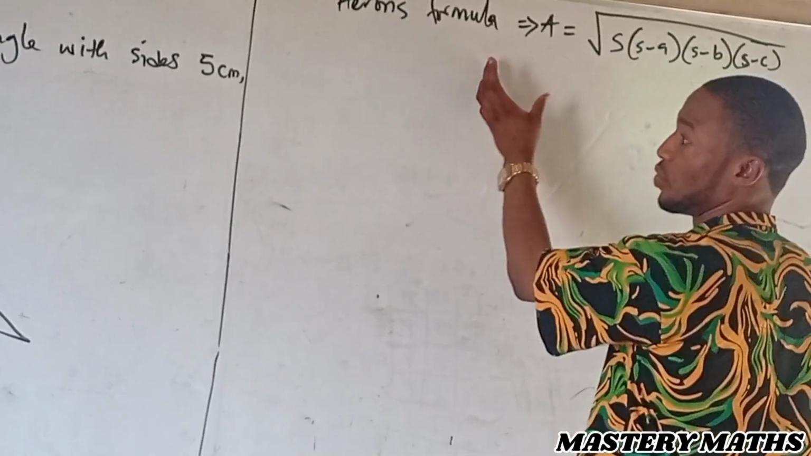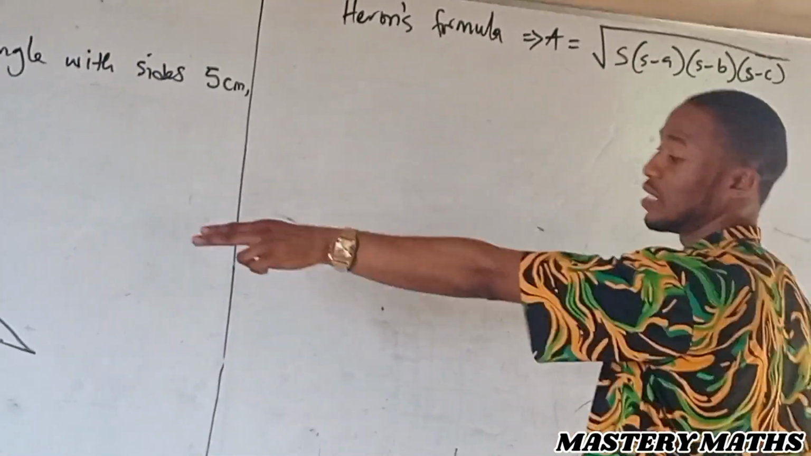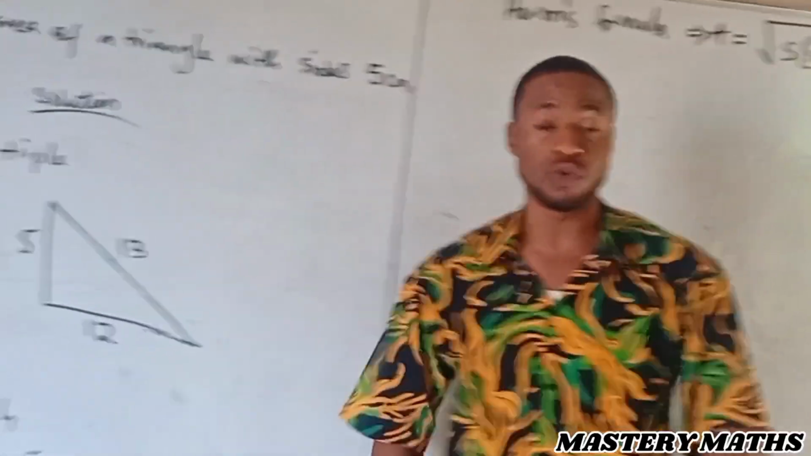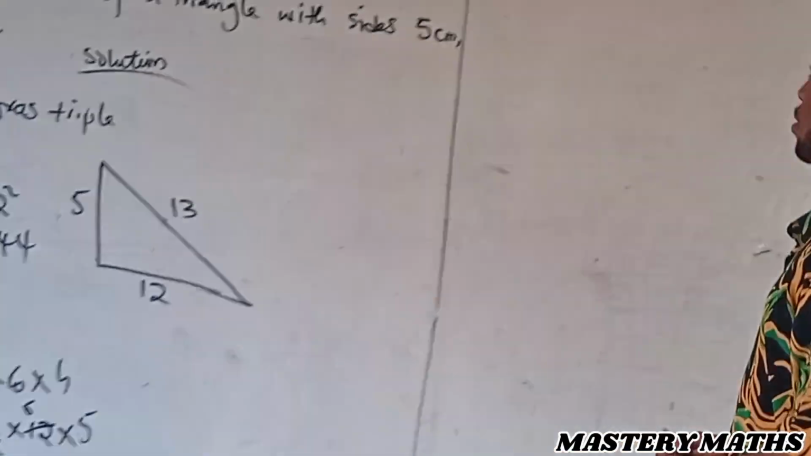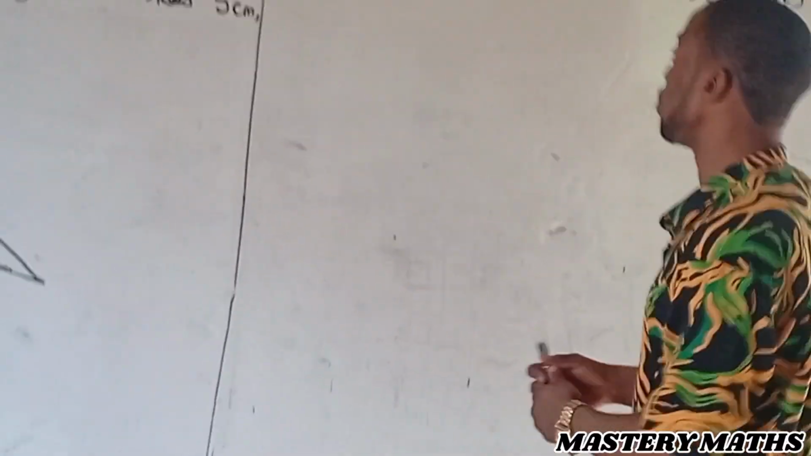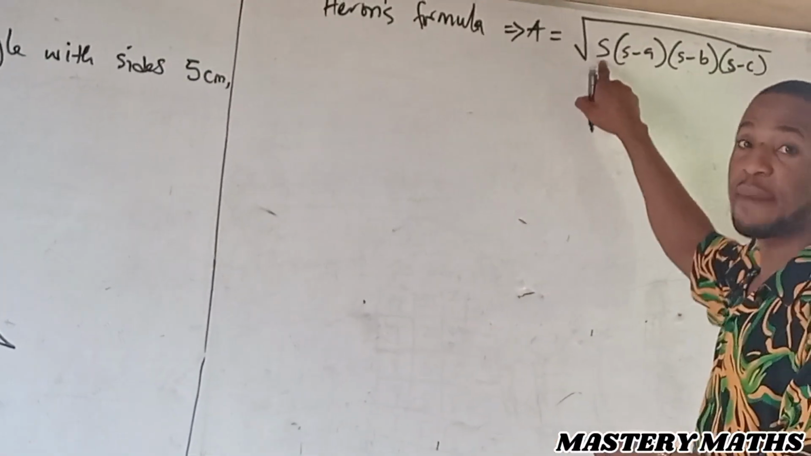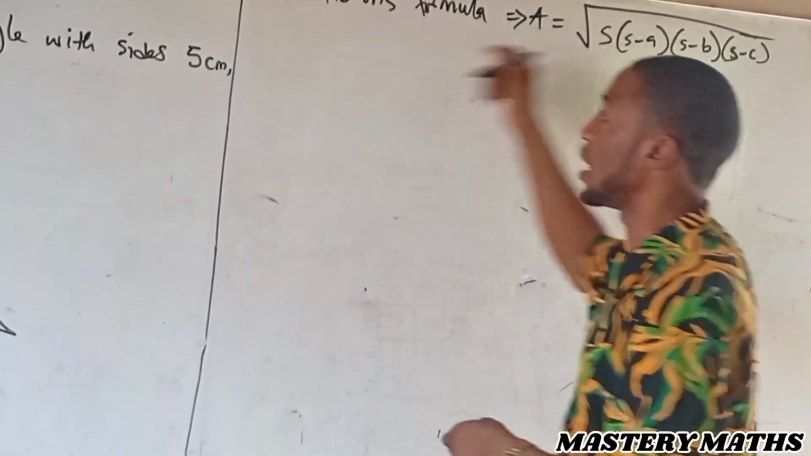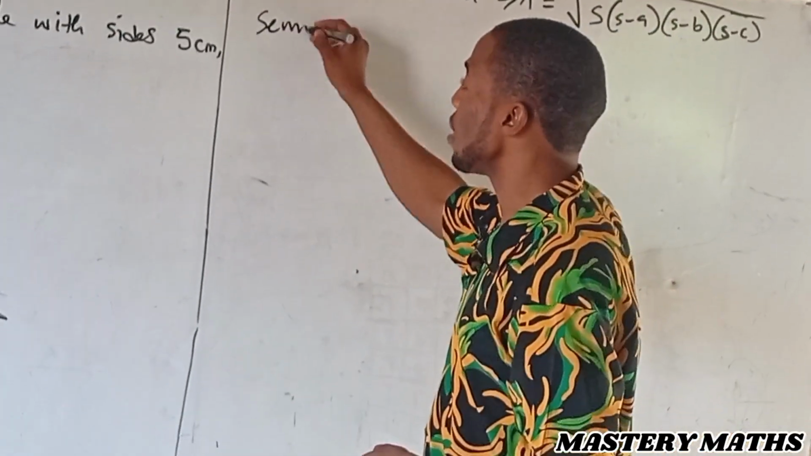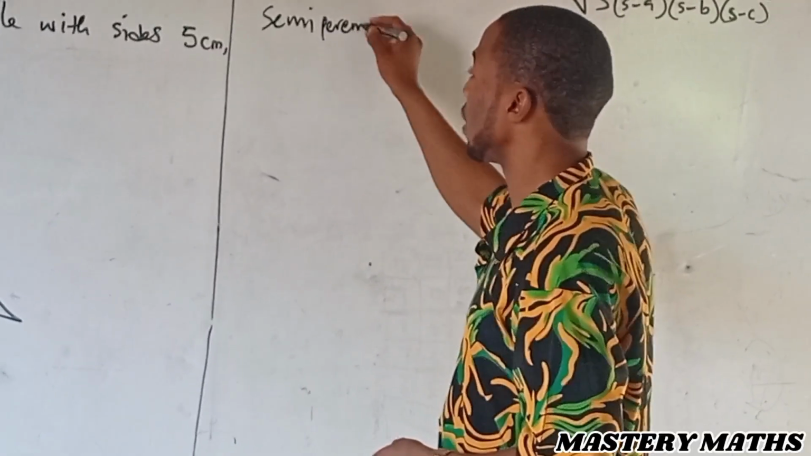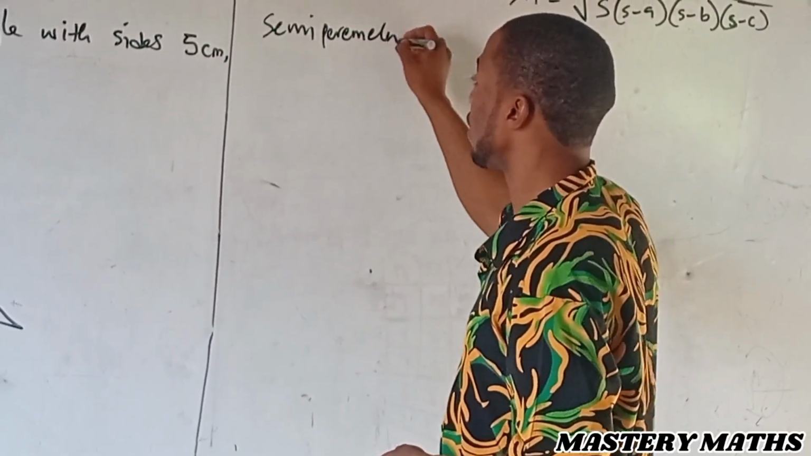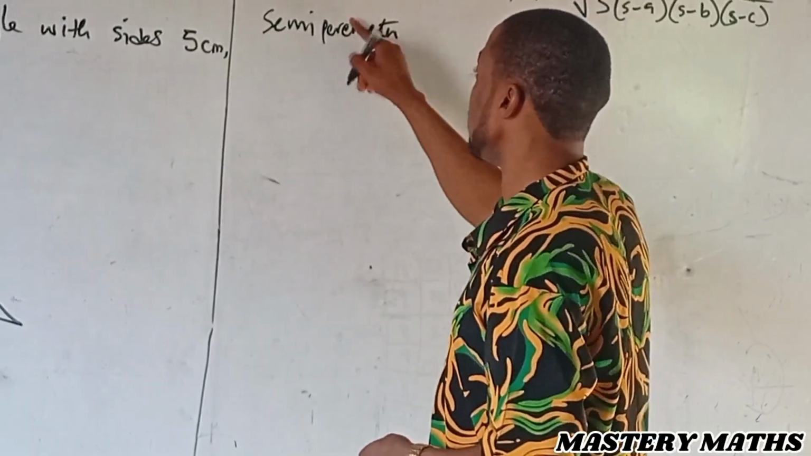Now let's use Heron's formula to solve this. If we use Heron's formula to solve this, it will still give us the 30 centimeter square. Before you are able to use Heron's formula, first we need to look for this x. This x here means semi-perimeter.